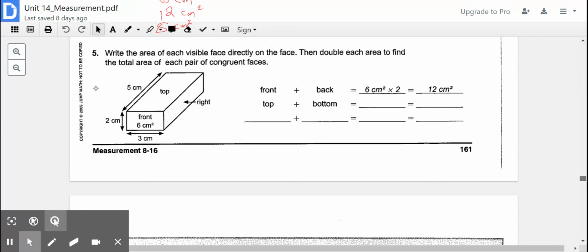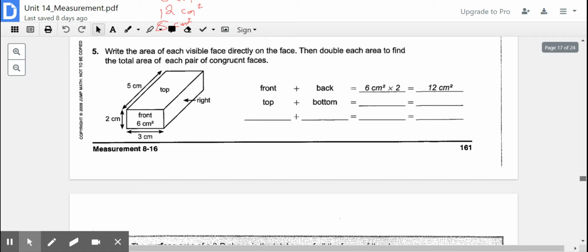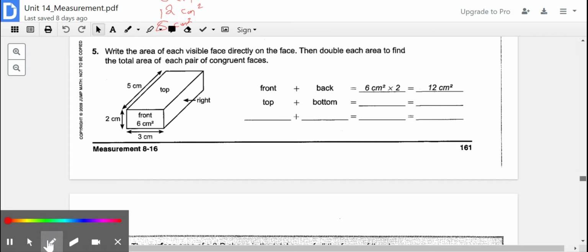Number 5 says, write the area of each visible face directly on the face. Then double each area to find the total area of each pair of congruent faces. Okay, so let's follow the directions.